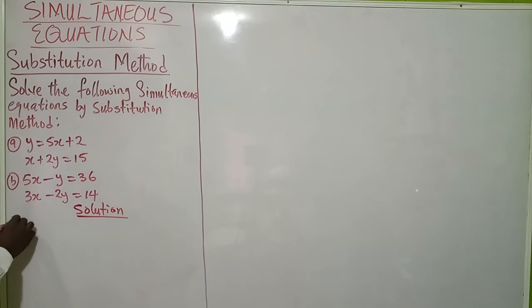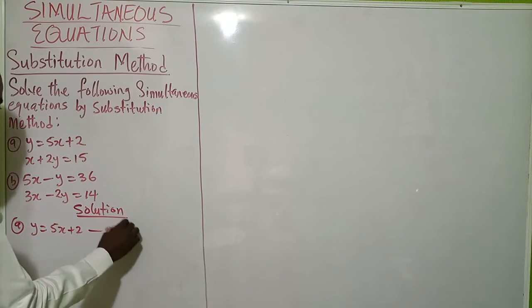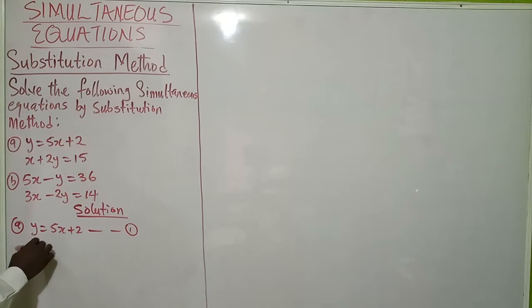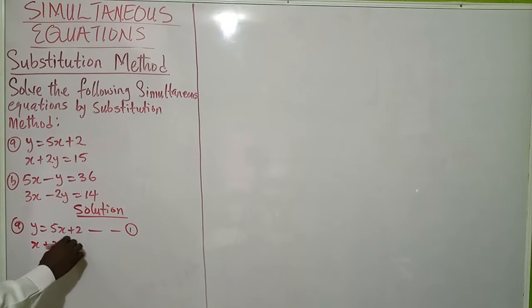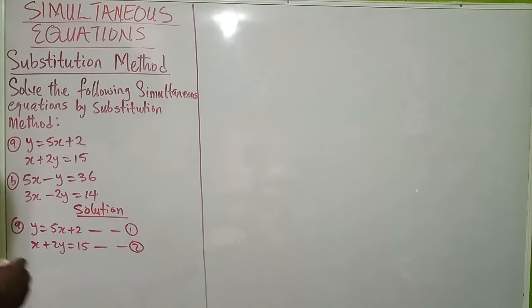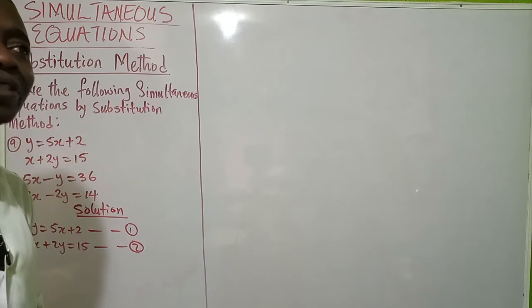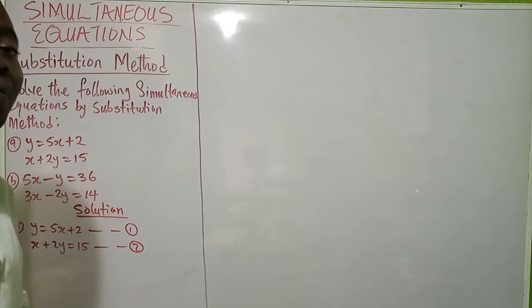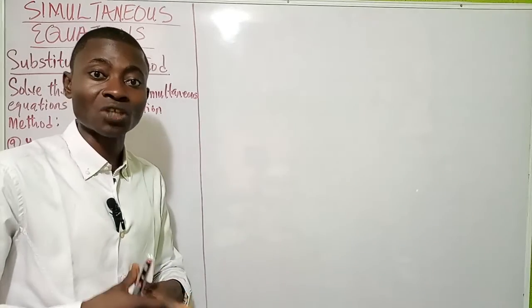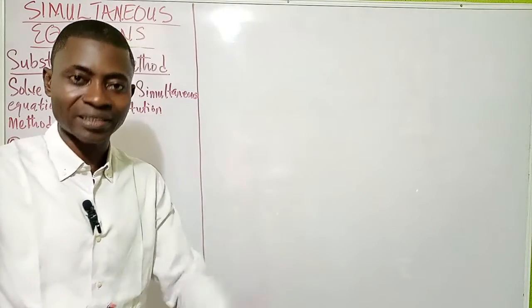Now we take the first one, A. y equals 5x plus 2. We'll call this equation 1. And then x plus 2y equals 15. Call this equation 2. Now if you look at this, when using the substitution method, our objective first is to try to make one of the unknowns the subject of the formula, and then we will substitute that into the other equation.